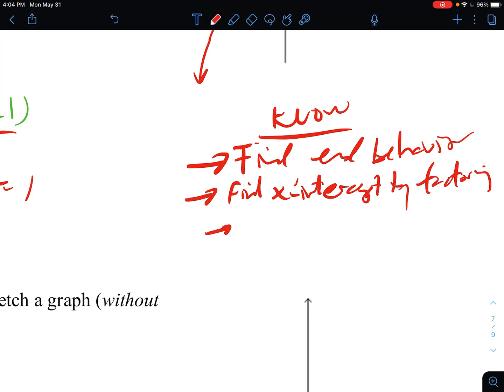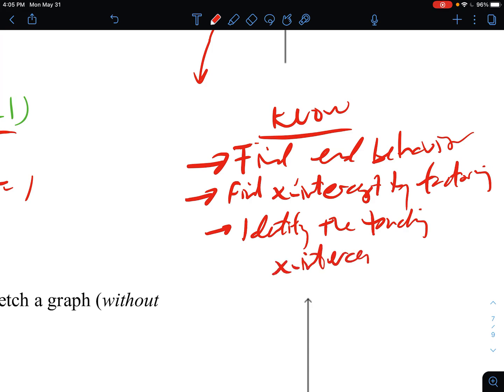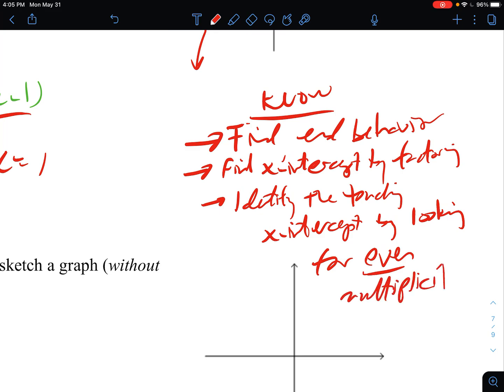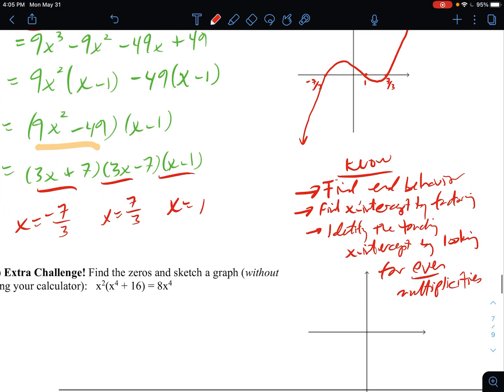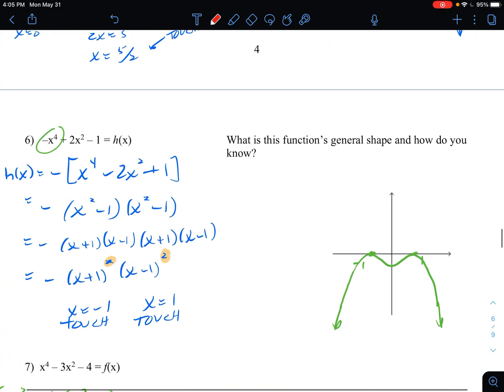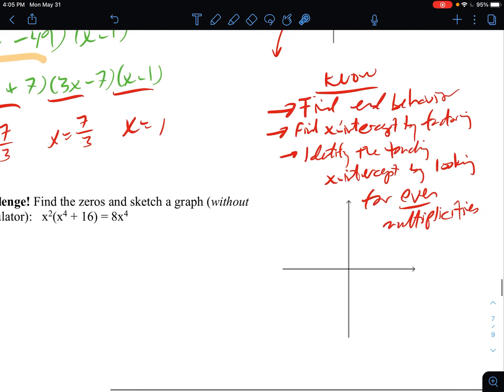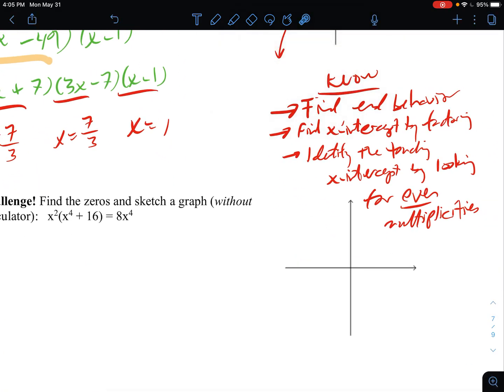And finally, what we want to know is how to identify the touching x-intercepts, which are less common, but we'll still see them, by looking for even multiplicities. If we see a factorization where something is squared, then we know we're going to have one of these x-intercepts like so, where the graph bounces off the x-axis instead of crossing through it. So these are really the key things.